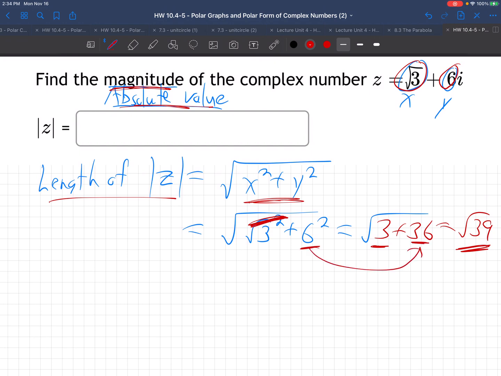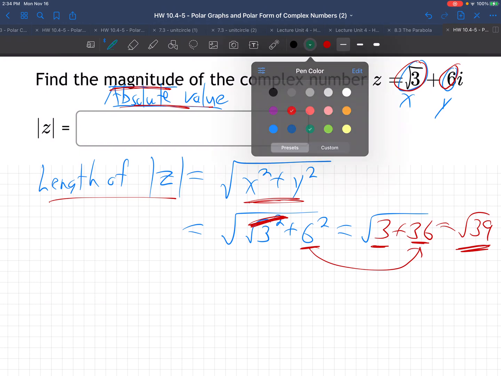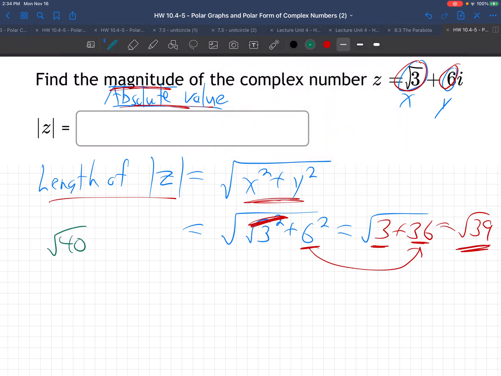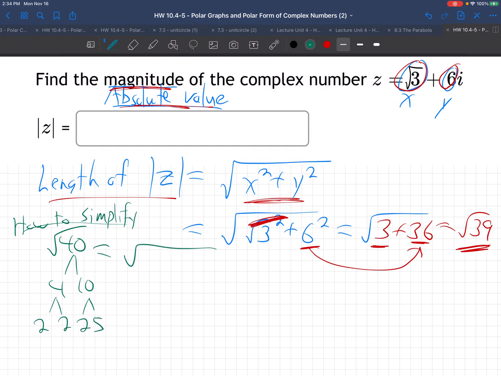Now I want to remind you two things. If you happen to get a number like square root of 40, how to simplify? Do you know how to simplify? You have to break it down. 4 times 10, 2 times 2, 2 times 5. So you'd say the square root of 40 would be 2, 2, 2, 5. Right? 3 2's and a 5. That's the breakdown of the square root of 40.